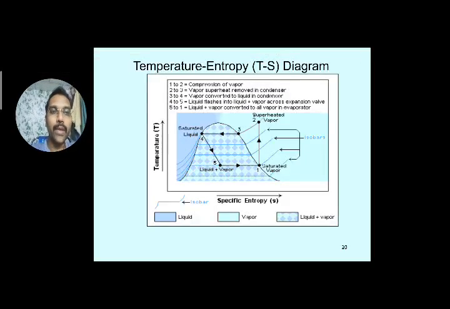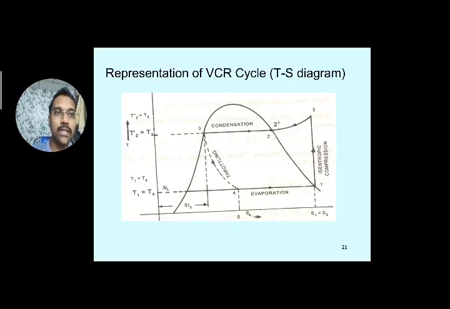If you observe the temperature entropy diagram, you can see all the temperature, the 1 to 2. I will show it in another diagram very clearly. You can see the textbook diagram clearly. This is a temperature entropy diagram of VCR cycle. So 1 to 2 process, 2 to 2 dash, 2 dash to 3, 3 to 4, and 4 to 1.